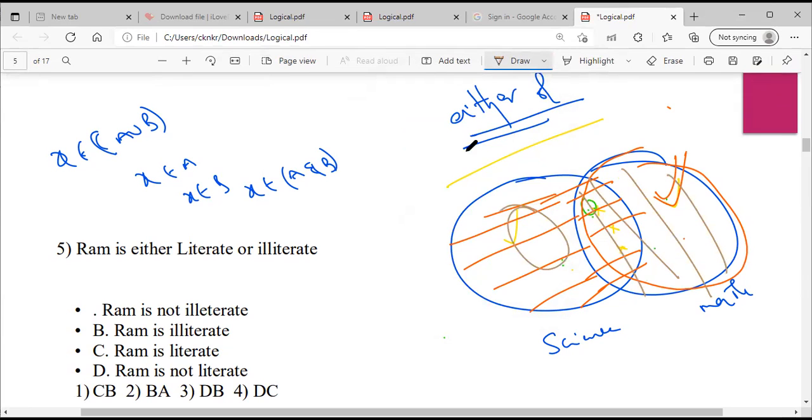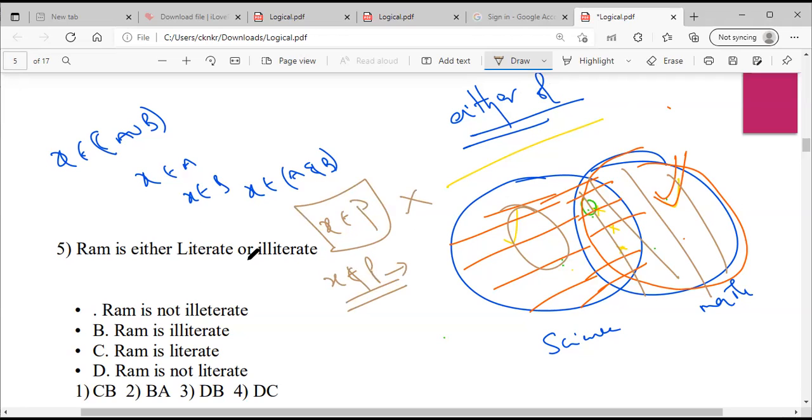science. So in an either-or situation, if you know X belongs to a set P, you cannot derive any conclusion. But if X doesn't belong to a set P, then automatically it has to belong to the other set. That's a conclusion. Look at this question right now.